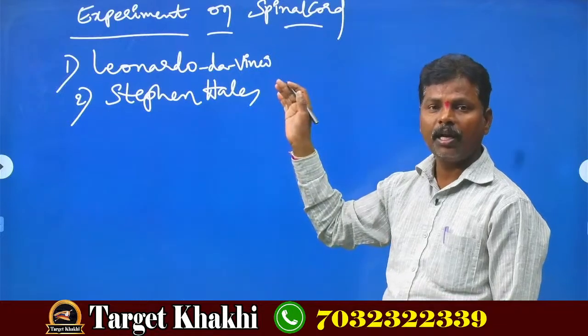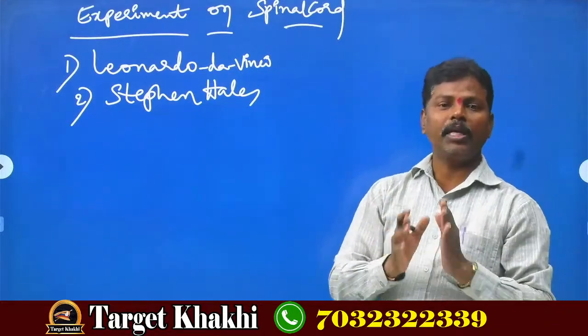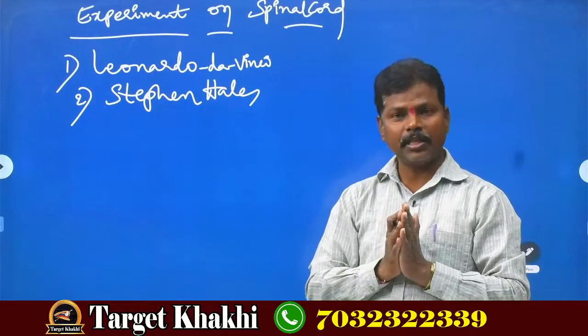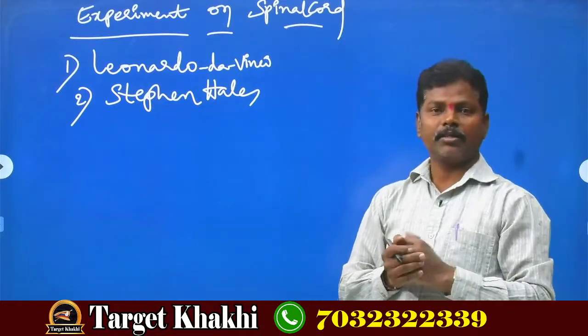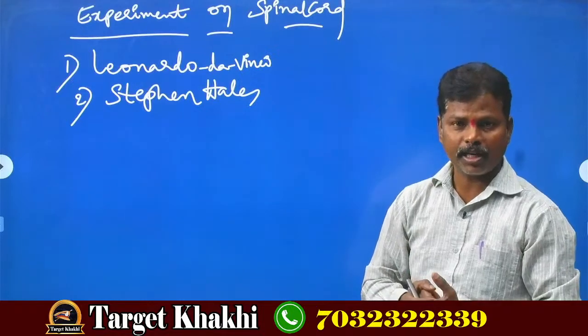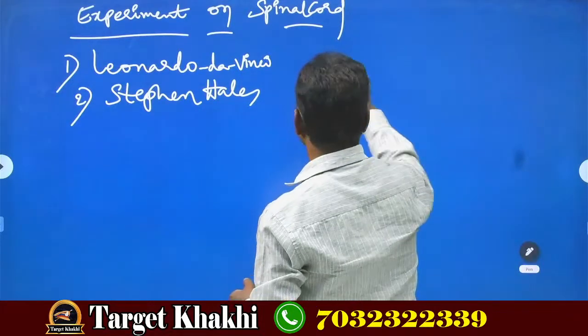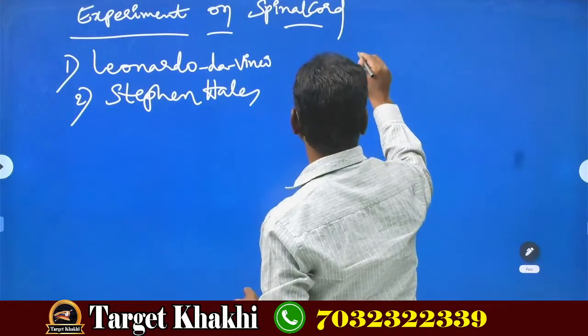How did they conduct them? On human beings or animals? Only on animals, nothing but an amphibian. Can you say what is that amphibian's name? Frog. It is a frog, right? So they conducted experiments on frog.